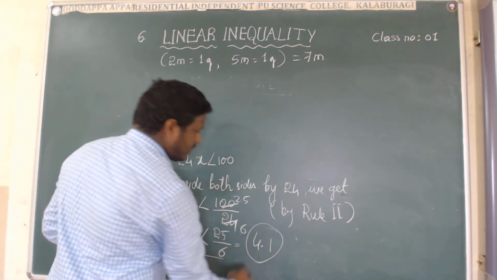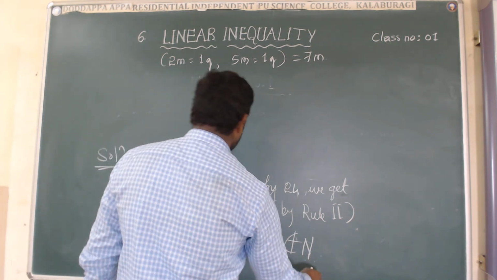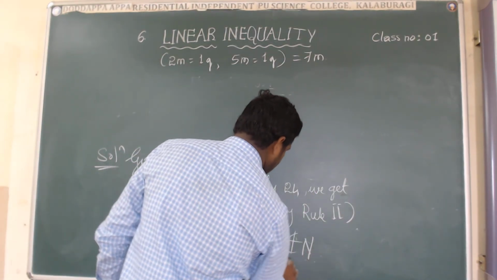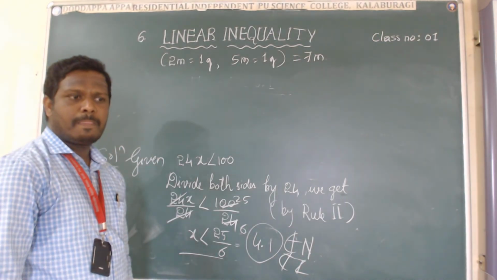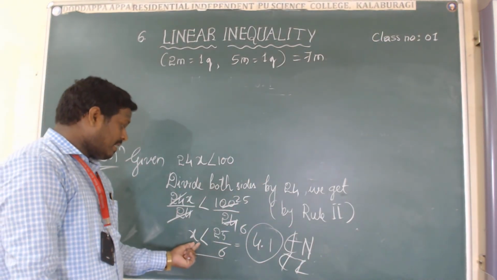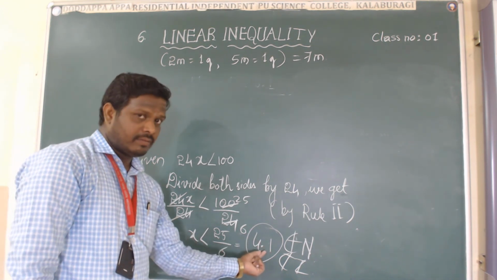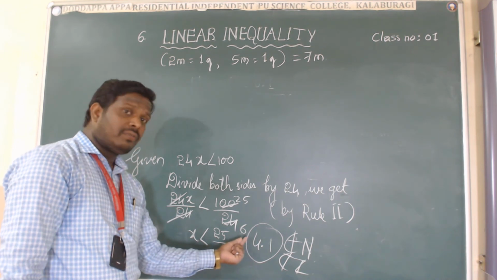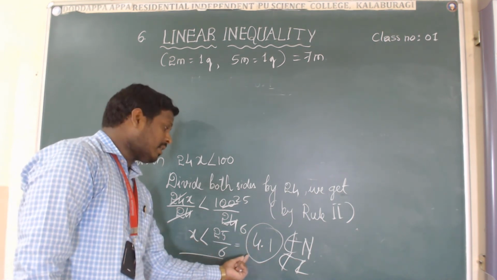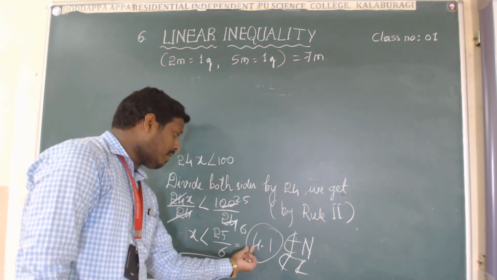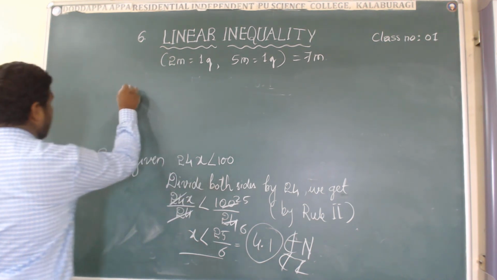Numbers like this are not present in the set of natural numbers and also not present in the set of integers. Yes or no? But what is the value of x? x is less than 4.1. So what are the values of natural numbers up to this point? Which values are present from 1 to 4.1? Yes, come to the first question here.